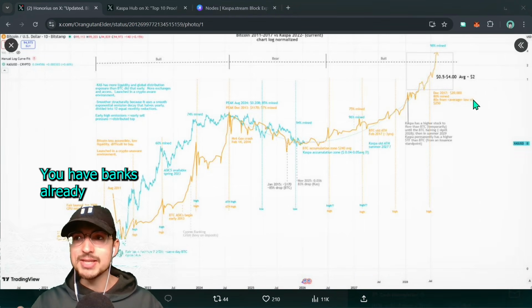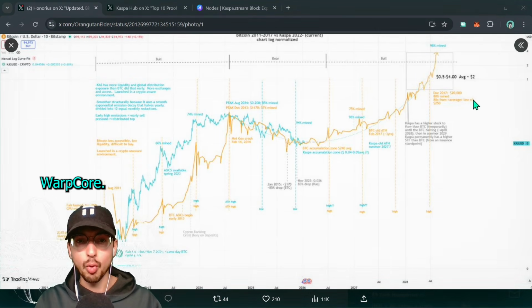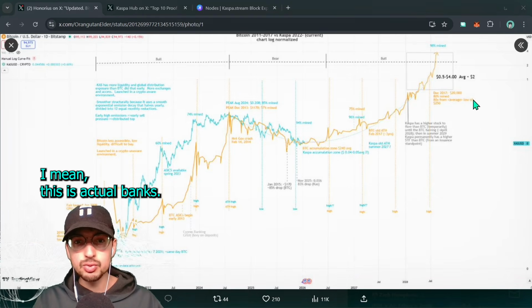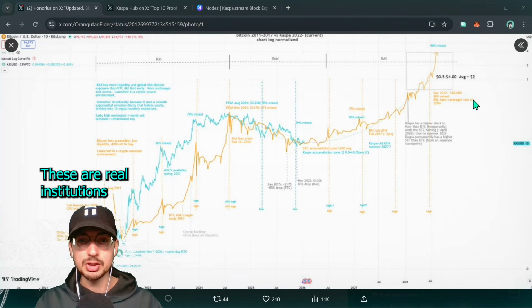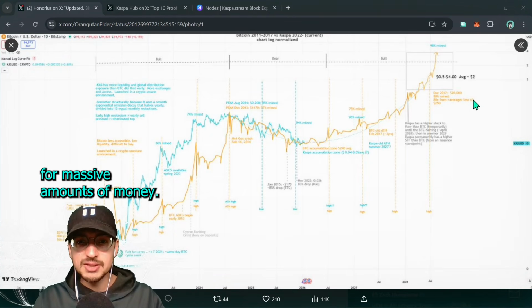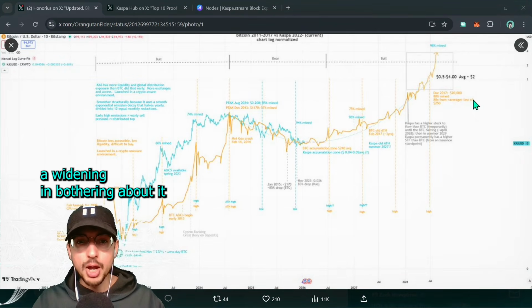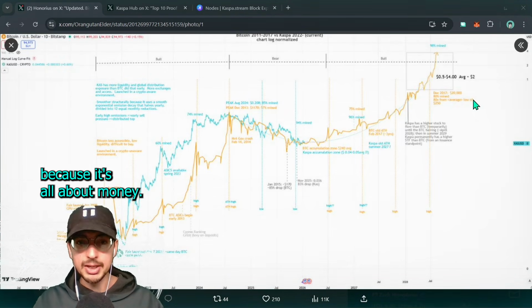You have banks already testing in the playground, in the sandbox of Kaspa Key's Warp Core. I mean, this is actual banks. These are real institutions using Kaspa as a settlement and sequencing layer for massive amounts of money. So why are they choosing Kaspa? Why are they even bothering about it? Because it's all about money. That's what it's all about.